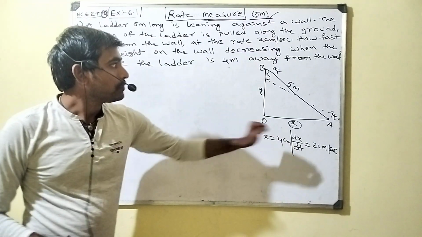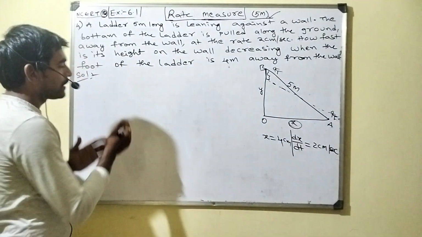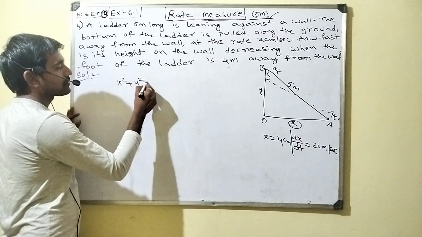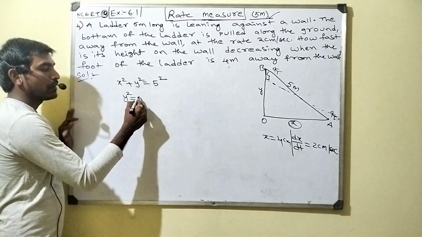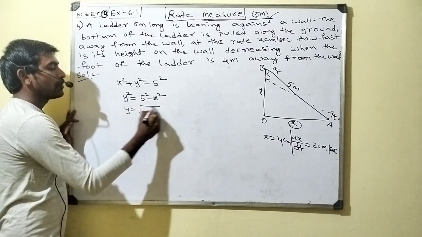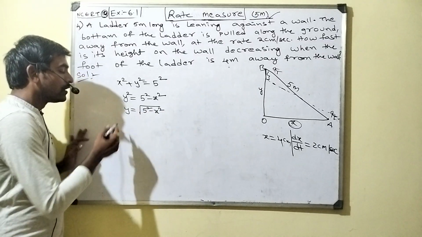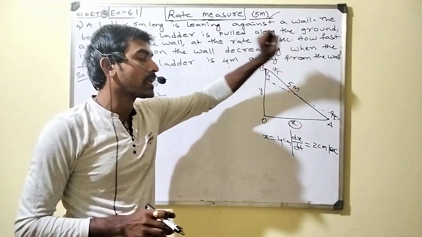Then we will start. It looks like a right angle triangle. I would like to use the Pythagoras theorem. X square plus y square equals 5 square. Now I would like to find the y value. Y square is 5 square minus x square, so y is equal to root of 5 square minus x square. Now let me start doing the differentiation with respect to time.